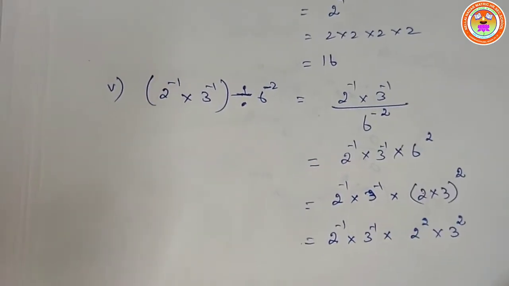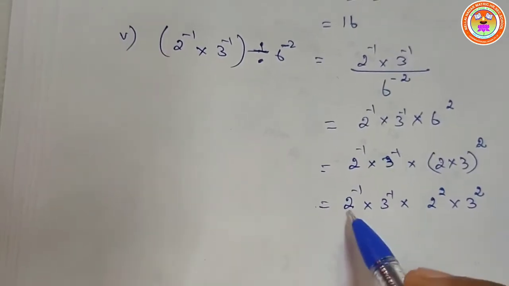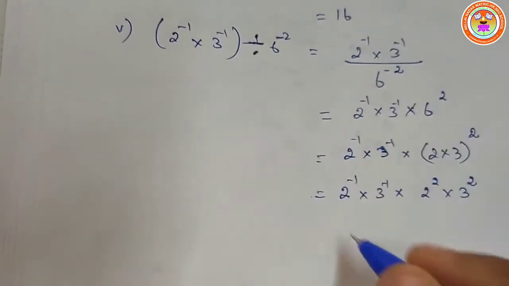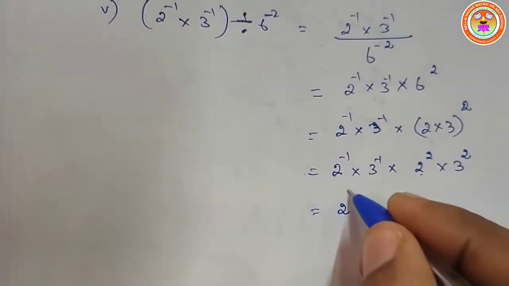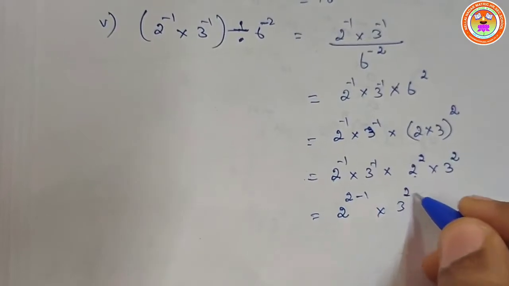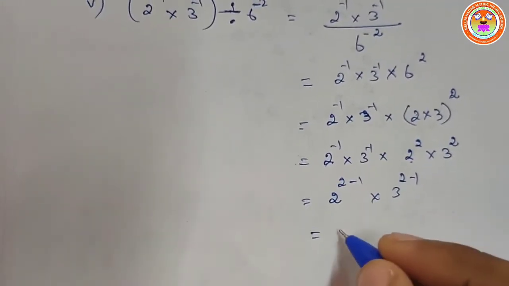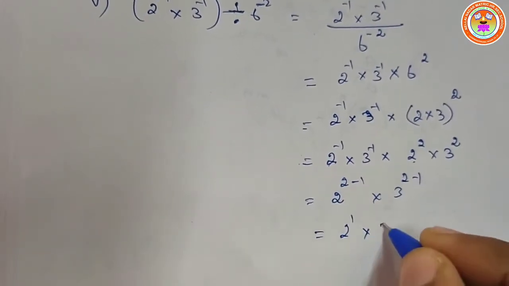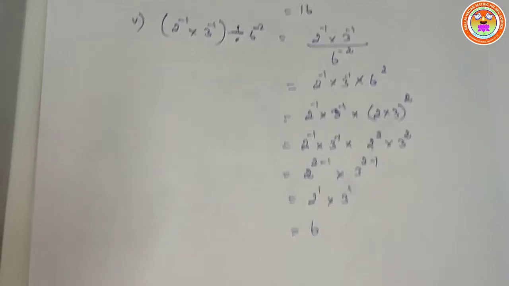Clear, children? Now, the bases are the same, so you can add the powers. So 2 power, so the bases are the same, you add the power: 2 minus 1, and also for 3, 2 minus 1. So what is 2 minus 1? 2 minus 1 is 1, so 2 power 1 into 3 power 1, which is equal to 2 into 3, 6 is the answer. Copy down, children.